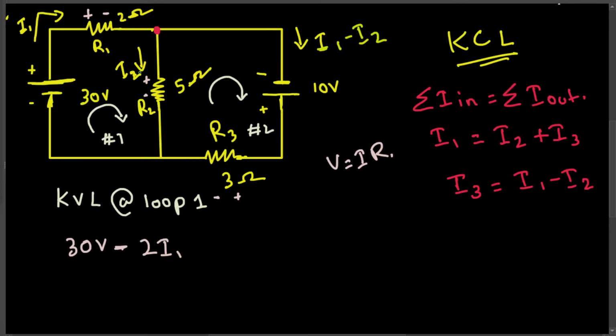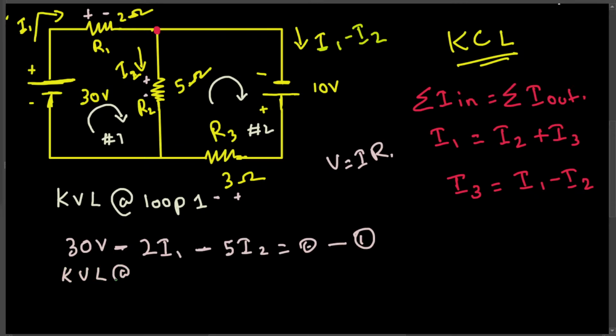And then here, again, the current I2 flows through this, going from positive to negative. So we are going to have a negative voltage. Also we know the resistance right here, that's 5 ohm. So this is negative 5I2, and that should be equal to 0. So we have applied Kirchhoff's voltage law in loop 1. Let's call this one equation 1. Now let's apply Kirchhoff's voltage law in loop 2.